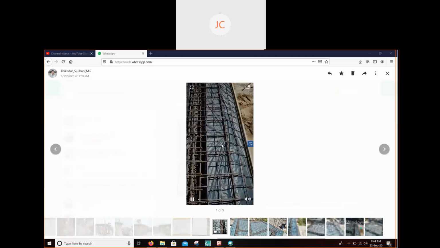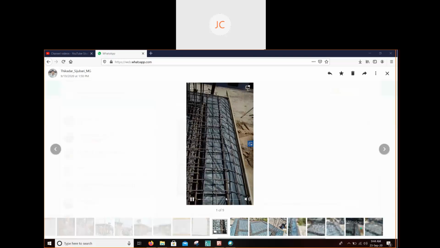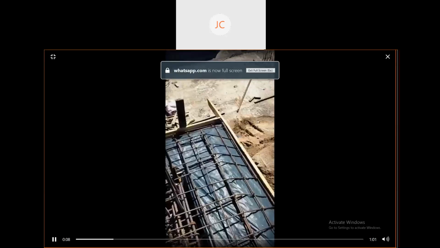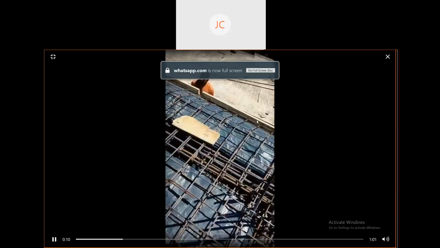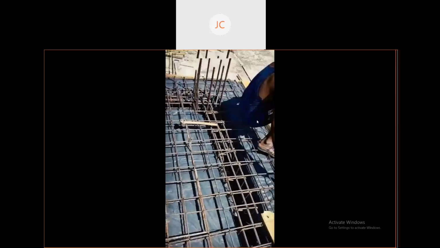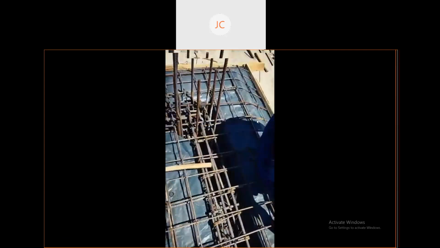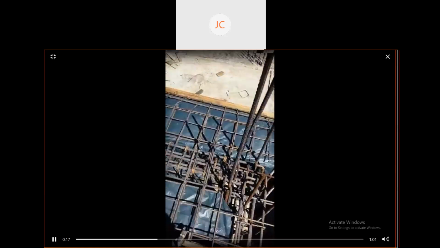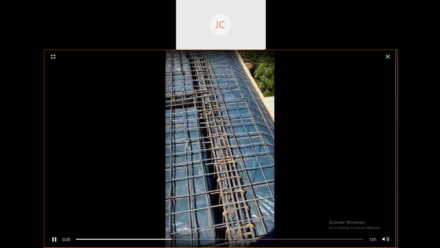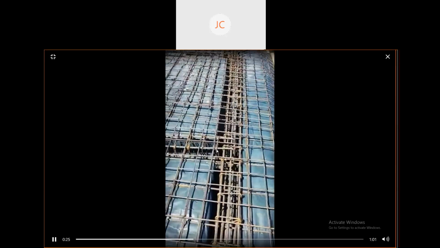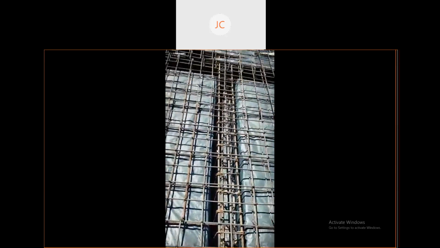Okay, can you see the screen, all of you? I think all of you can see the screen. Yes. See, this is the column. This is our column. This is the beam. I will show you the images also, but first you see the video.